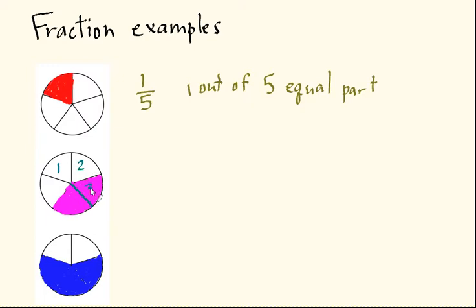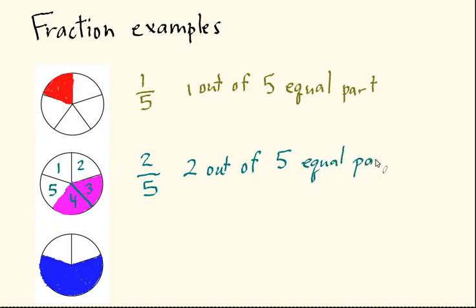1, 2, 3, 4, 5 parts, and of those 5 parts, 2 are shaded. So in fact, 2/5 are shaded. You can say 2 out of 5 equal parts. And it's always parts, so plural, because there are 5 parts, you need to do a plural. How about this? Can you figure out what's going on in this particular circle? So let's try that again.